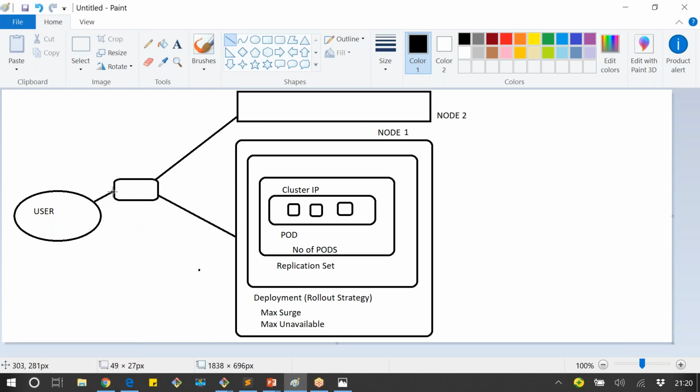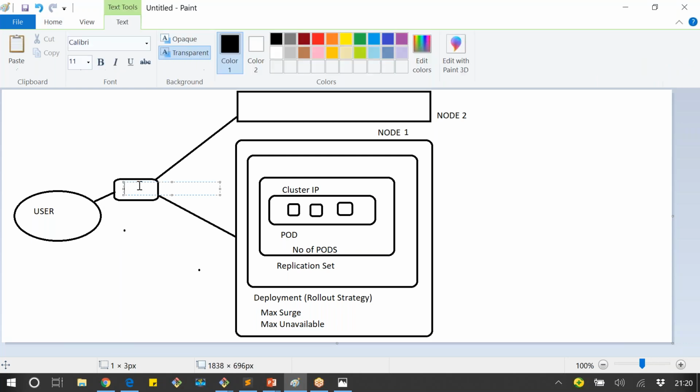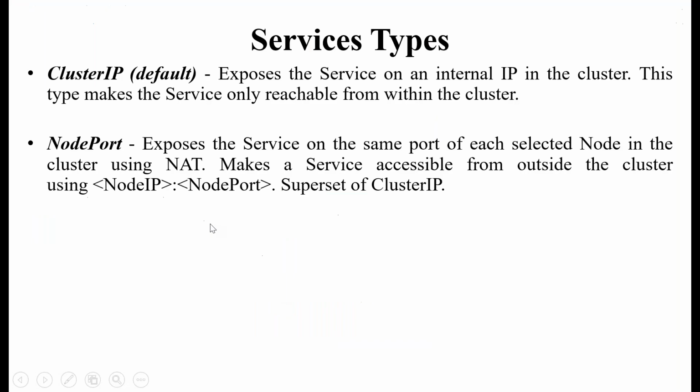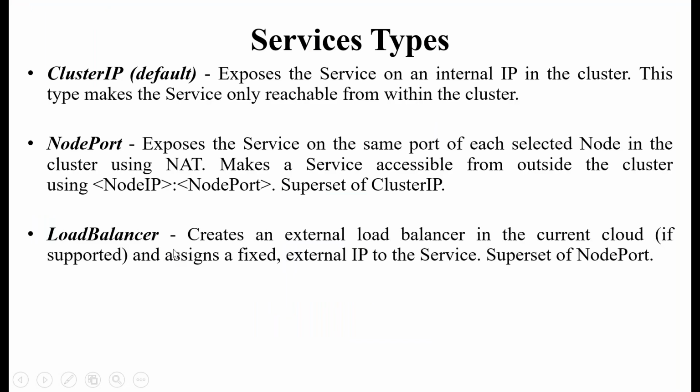And the user is going to use this load balancer URL. So here, this is the load balancer. Using this load balancer URL, the user can access the application. But how do we deploy the application, and which type of service do we need to use? That is LoadBalancer.